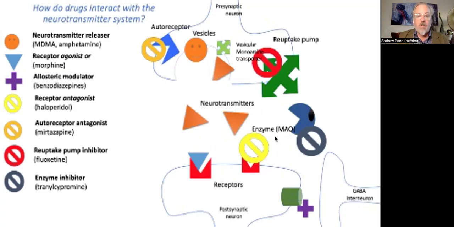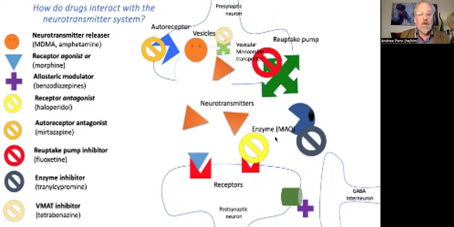We can also inhibit the enzymes that break down neurotransmitters. So the first antidepressants were monoamine oxidase inhibitors, or MAOIs. That is the enzyme that breaks down the monoamines, which would be serotonin, norepinephrine, dopamine, and histamine. Those are all broken down by MAO. So by inhibiting that, we allow those neurotransmitters to hang out in the synapse longer and be more likely to hit the receptor on the other side.